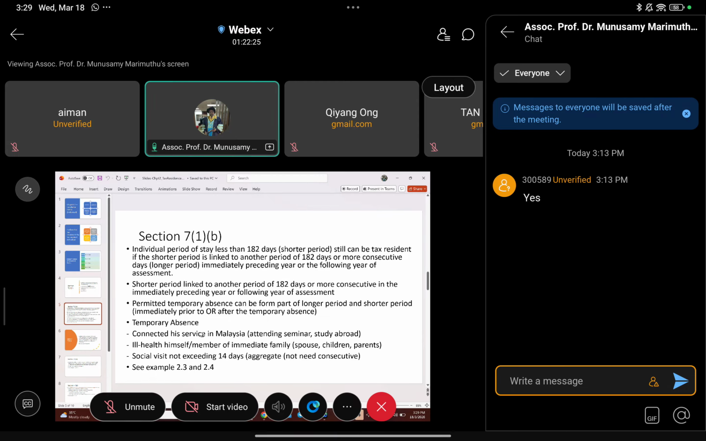First of all, there are three things involved. First, his work is in Malaysia. He has to go overseas for attending a conference, seminar, whatever.